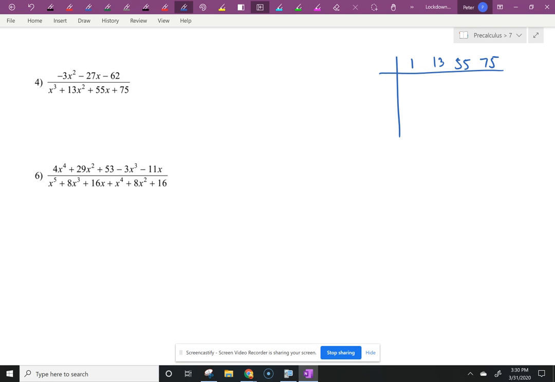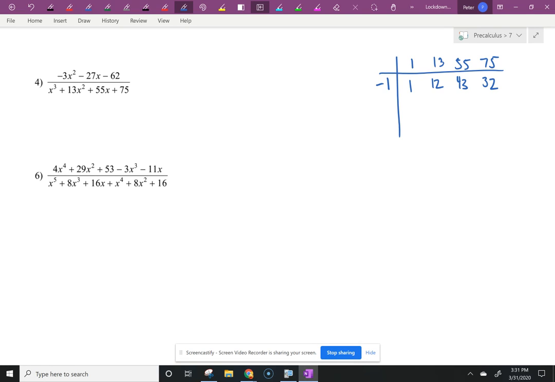So the first thing I would try probably is factors of the last over the factors of the first. So factors of 75, which is 1. So I'll try that. So 1, -1, and 13 is 12. -12 and 55 is 43. -43 and 75 is 32. Oh my gosh, they're all positive. It's still an upper bound, so there's nothing to test that would be bigger than -1.